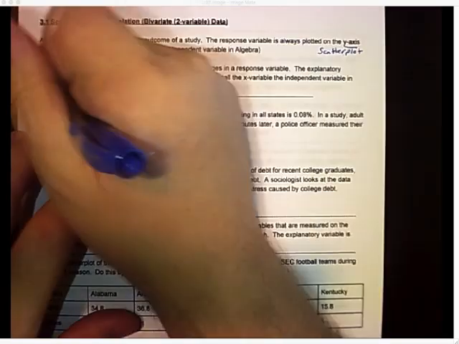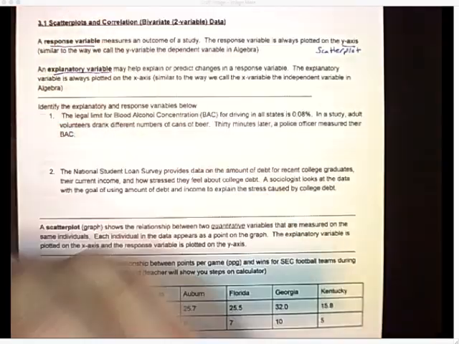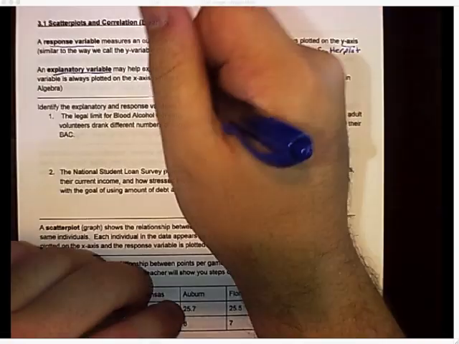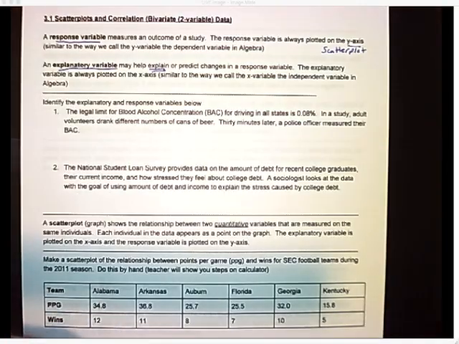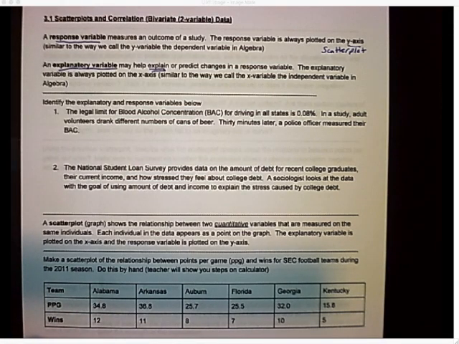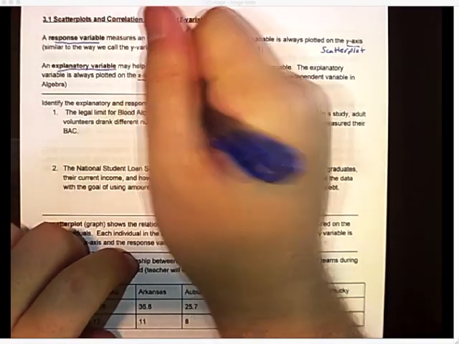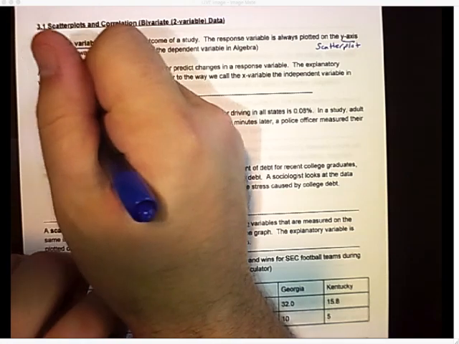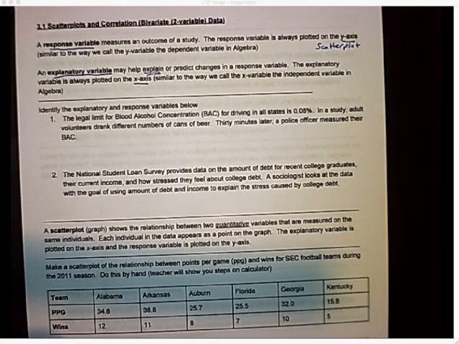An explanatory variable may help explain or predict changes in a response variable. The explanatory variable is always plotted on the x-axis. So when you see two variables, you have to ask yourself, which variable do you think explains the other one?